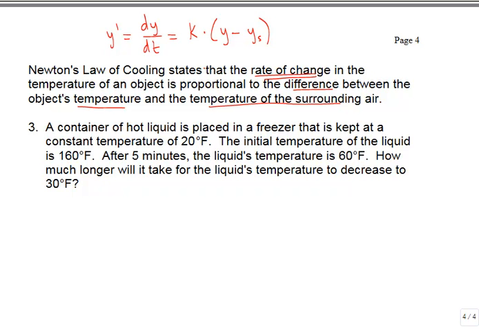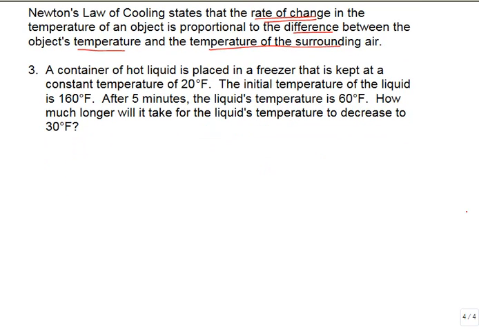So let's take a look at an example. A container of hot liquid is placed in a freezer that is kept at a constant temperature of 20 degrees Fahrenheit. The initial temperature of the liquid is 160 degrees Fahrenheit. After 5 minutes, the liquid's temperature is 60 degrees. How much longer will it take for the liquid's temperature to decrease to 30 degrees?